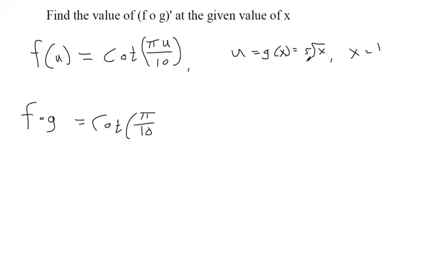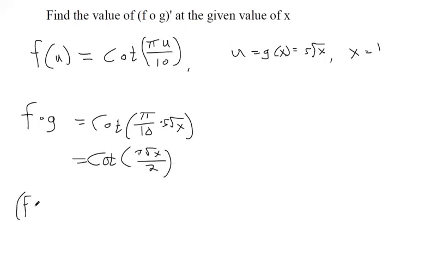I'm going to replace u with g, 5 square roots of x. And that's it. That's f composed of g. That's the algebra part. So 5 times something over 10, we'll make those cross cancel. So this is pi square roots of x over 2.